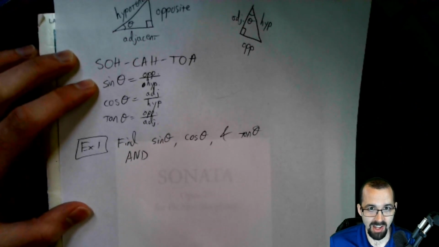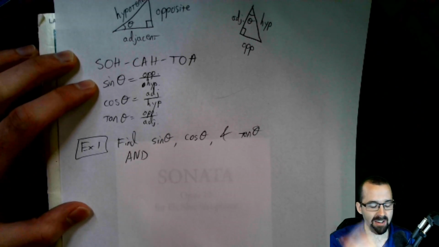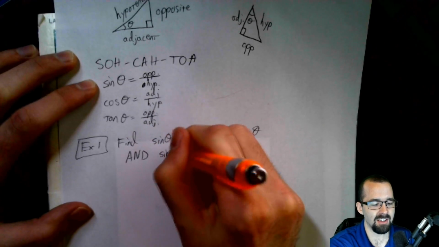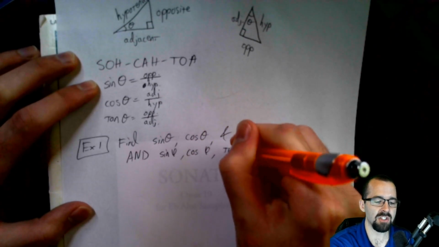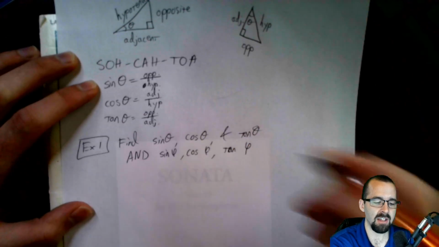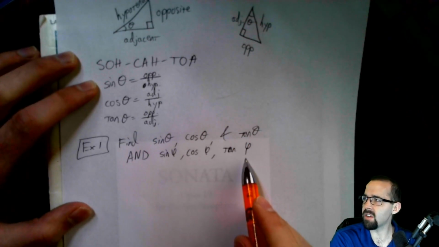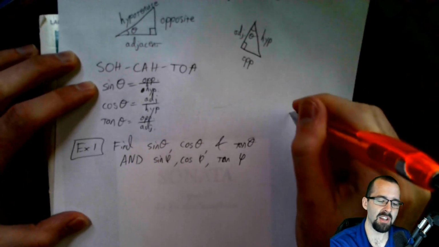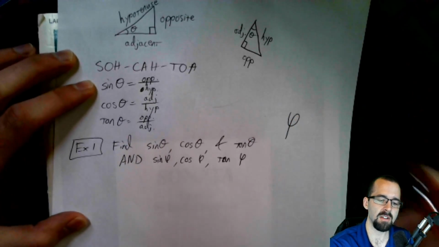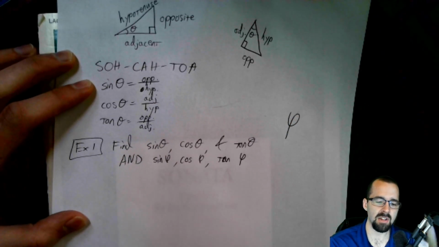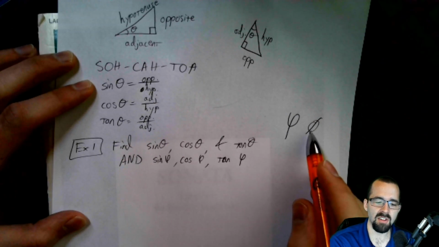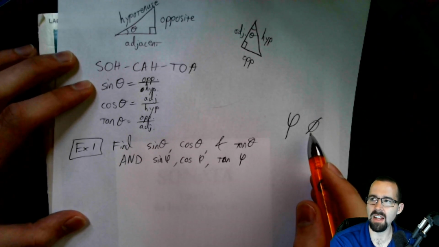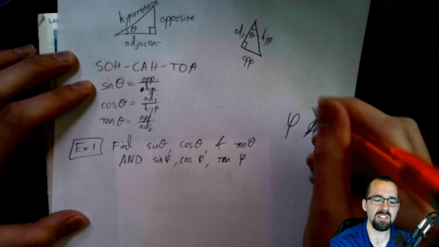And this is going to look like a long problem, but it's going to go very, very quick. Sine of phi, cosine of phi, and tangent of phi. I don't think we've used the Greek letter phi yet, but phi just kind of looks like this. It's a lowercase Greek letter. The uppercase one looks like that. We oftentimes use this for the empty set as well. But anyway, phi is usually an angle.